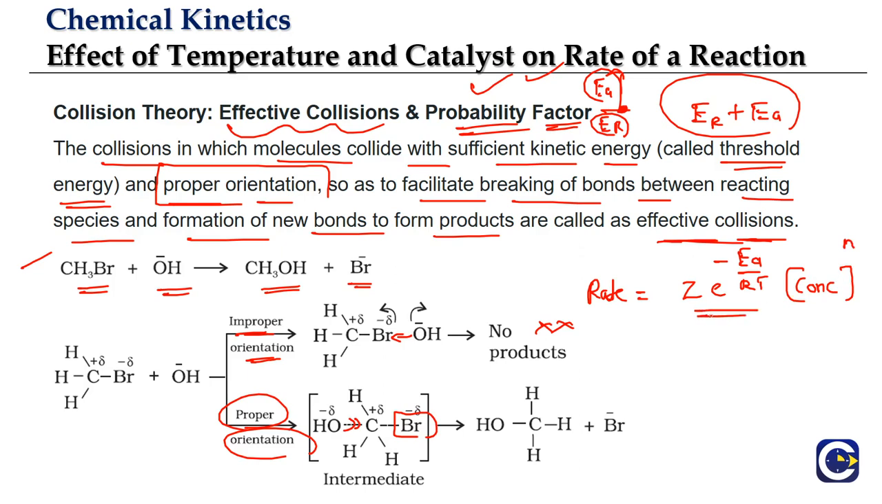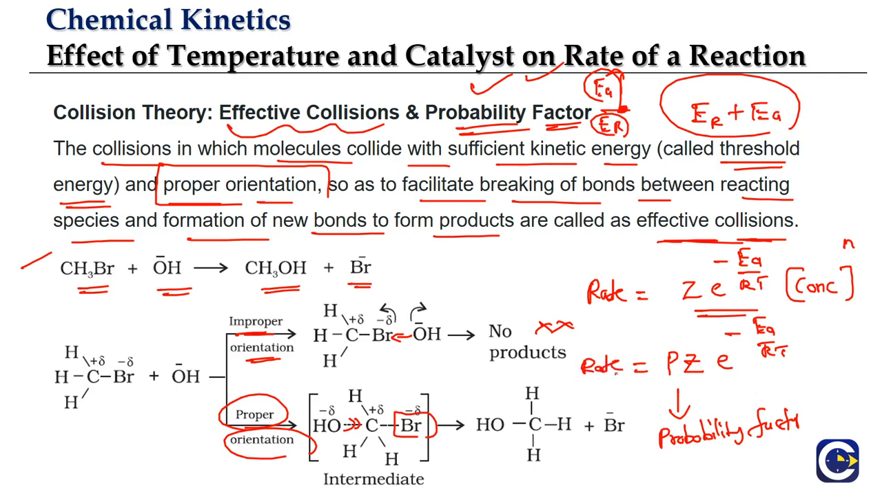But look at this. This is what we have proposed first. Now we will introduce one more parameter, say we can use a symbol P. So P is supposed to be representing what we call the probability factor. The probability factor will be a measure of the effective collisions. It will be telling what fraction of particles will have proper orientation. So only this fraction of particles will be able to result in the formation of products.